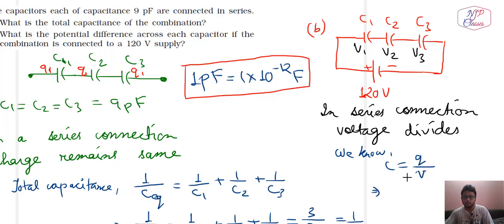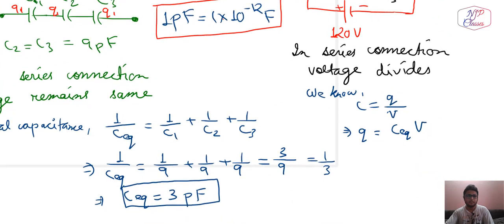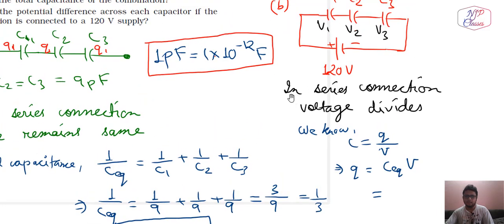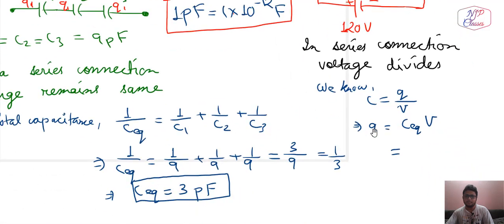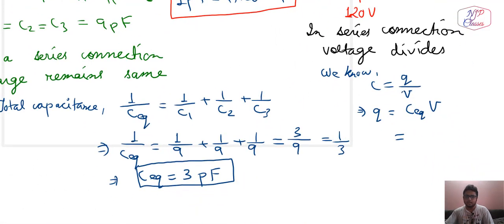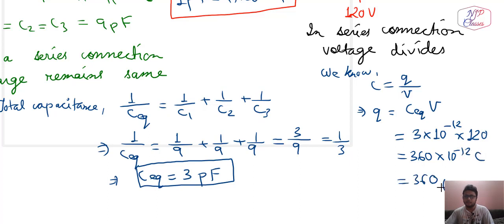Charge remains constant, we know. How much is the charge? Q equal to C equivalent into V. Let us calculate the total charge. Total charge Q equals C equivalent, which is 3 picofarad, that is 3 into 10 to the power minus 12, into 120, which is 360 into 10 to the power minus 12 coulomb. Otherwise we can write 360 picocoulomb. The charge we got is 360 picocoulomb.